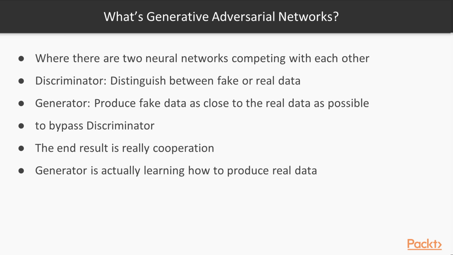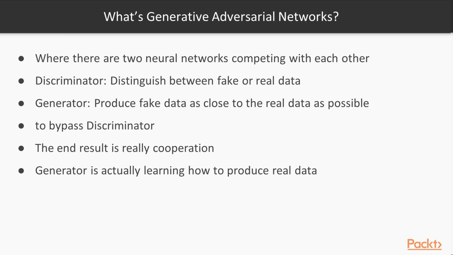And again, when we talk about fake data and real data, we mean that the real data is from some kind of data set that we know about, and fake data is something that the generator just created out of nothing, out of noise. The real goal of the generator is to bypass the discriminator, to generate data that will be as real as possible, so that the discriminator will accept it.